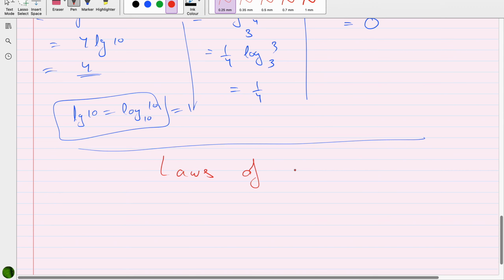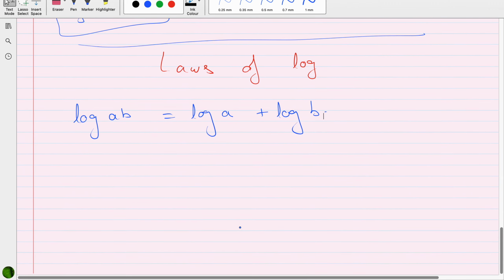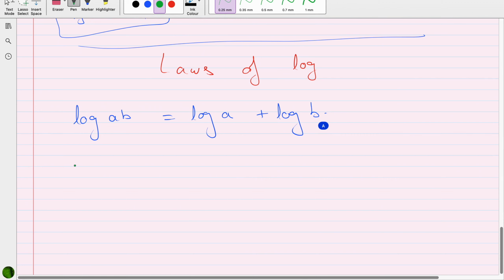Laws of logarithms. When we have a product, log of AB could be expanded as log of A plus log of B. And when it is written as log of A divided by B, it could be written as log of A minus log of B. Whatever is in the denominator comes with a negative sign.